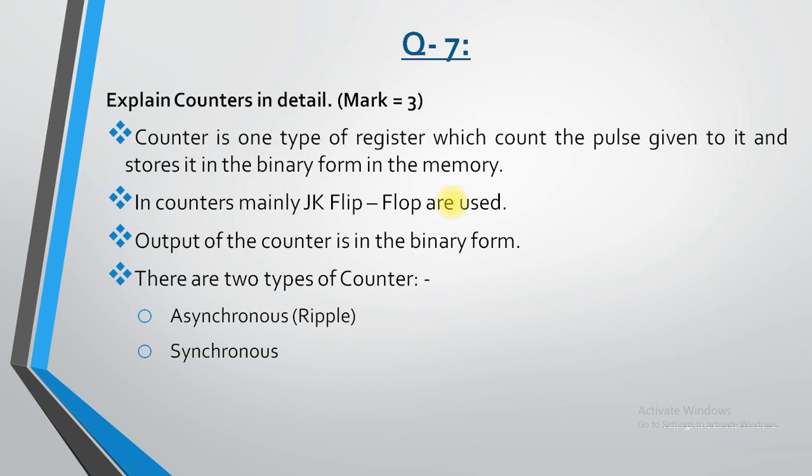From this slide we learn that counters are a type of register in which we can store the number of clock pulses. The data is stored in the form of binary. Counters are generally used with the JK flip-flop. The output of a counter is in the form of binary only. There are two types of counter: one is called asynchronous or ripple counter, and the other is called synchronous counter.